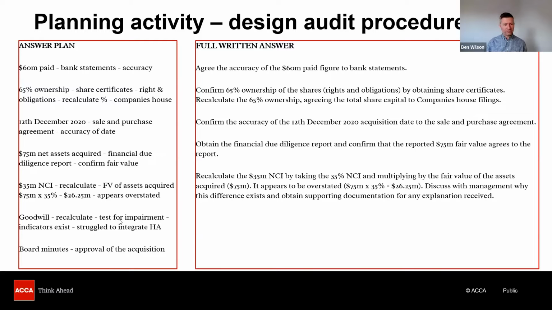So I'm going to recalculate it, test it for impairment because they've struggled to integrate HA. So it looks like there are indicators of impairment.